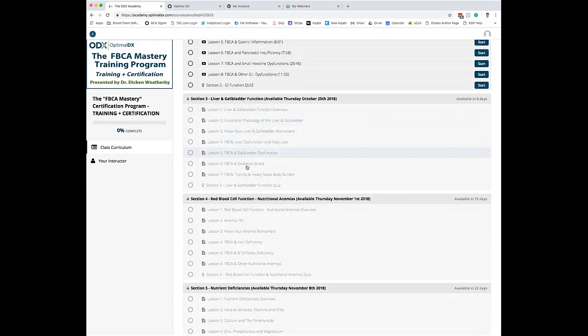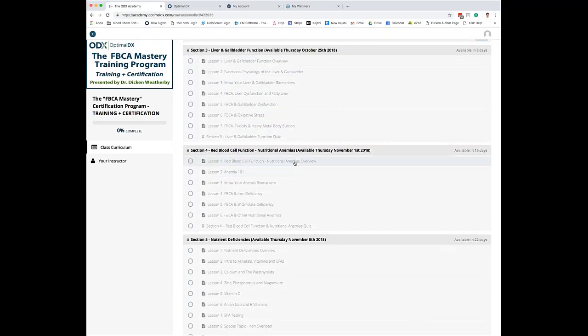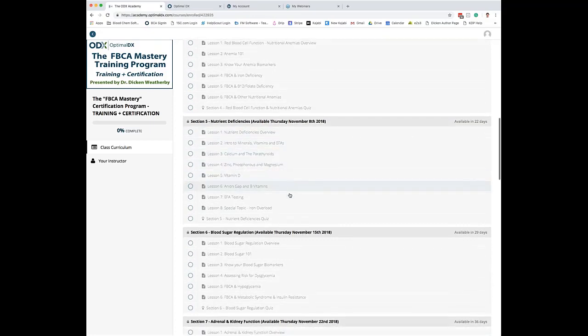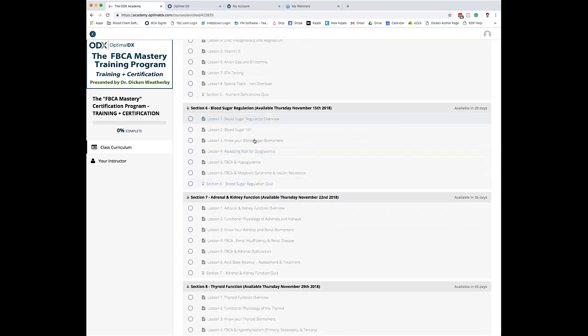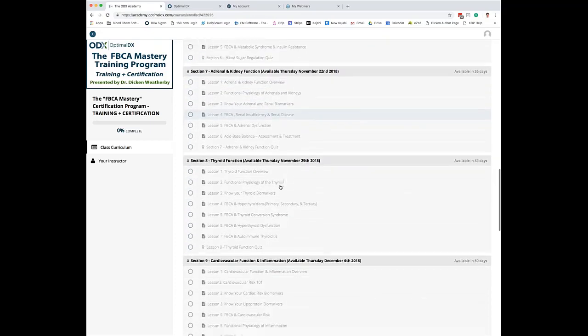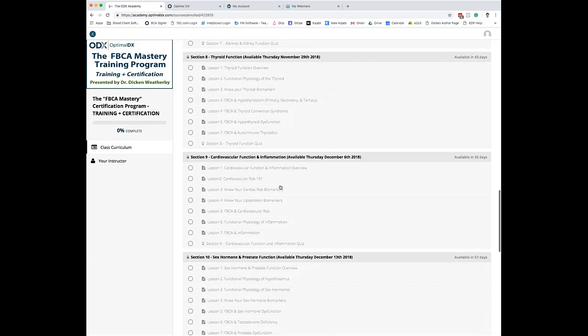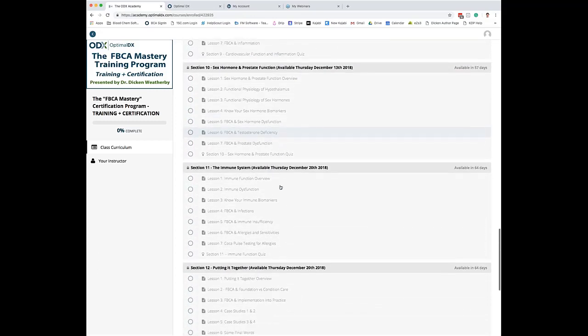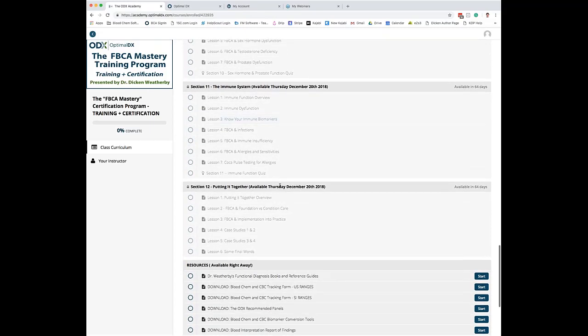We've got liver and gallbladder. We have red cell function, looking at nutritional anemias. Then we have nutrient deficiencies. We're going to be looking at minerals, vitamins, essential fatty acids. We look at calcium and parathyroid, zinc, phosphorus, and magnesium, and vitamin D, et cetera. Then we're going to do blood sugar regulation, adrenals and kidneys. Then thyroid. Then cardiovascular and inflammation. Then sex hormones and prostate, and then the immune system, and finally putting it all together.